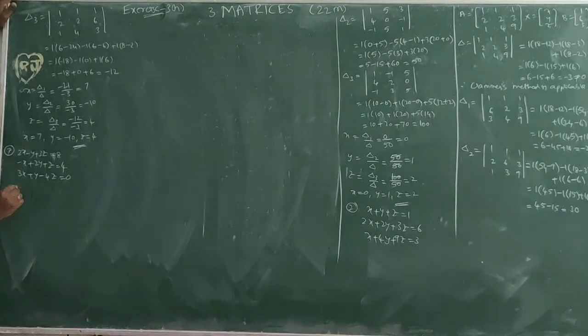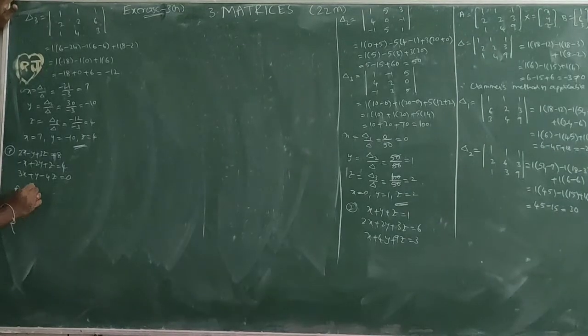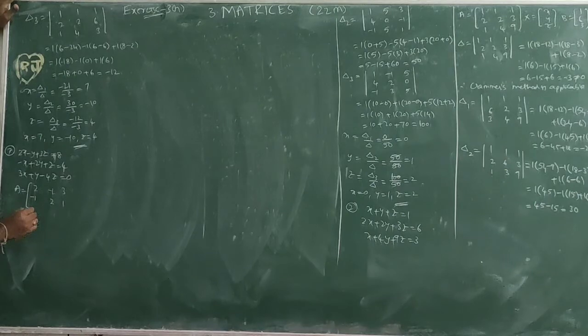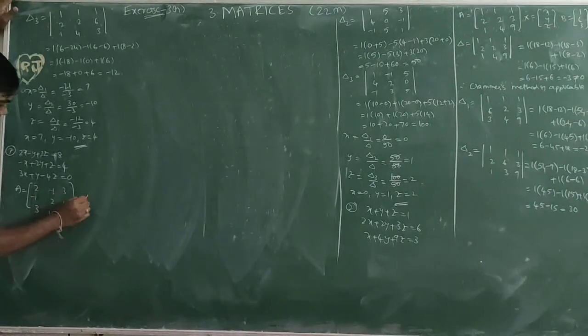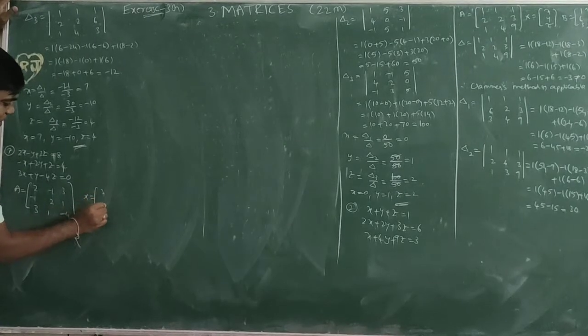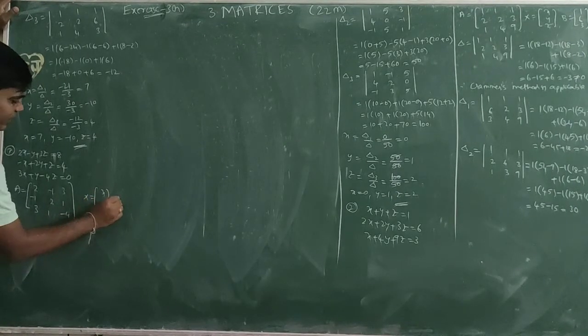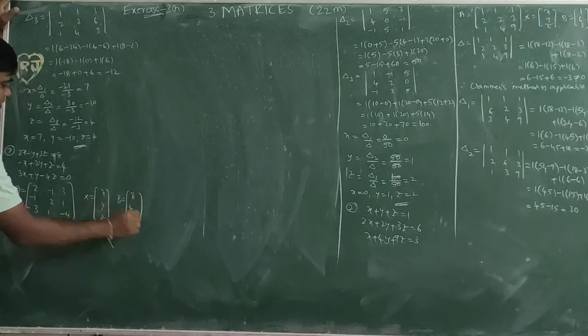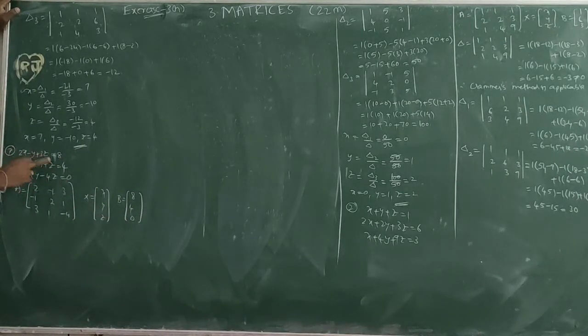So first, A equal to 2, minus 1, 3; minus 1, 2, 1; 3, 1, minus 4. Next, X equal to x, y, z. Next, B equal to 8, 4, 0. One more time we check: 2, minus 1, 3; minus 1, 2, 1; 3, 1, minus 4.